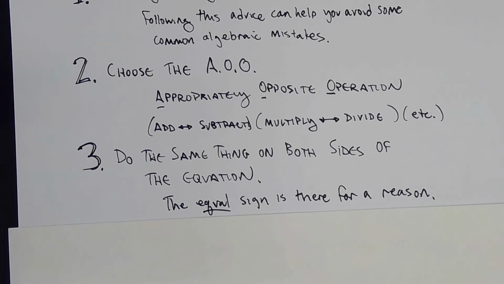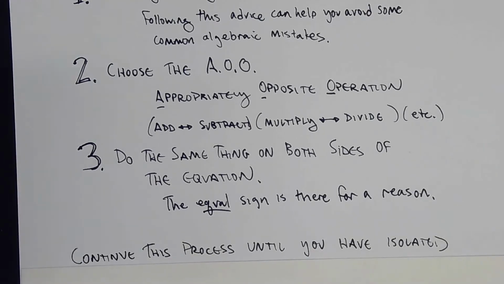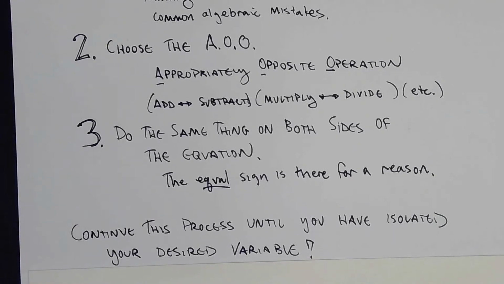So if you do something to the left side of the equation, you have to do the same thing to the right side of the equation. Otherwise, it is no longer equal. You've broken the formula. So yeah, we don't want to break formulas. And basically, we just keep doing this process until you've isolated the desired variable.